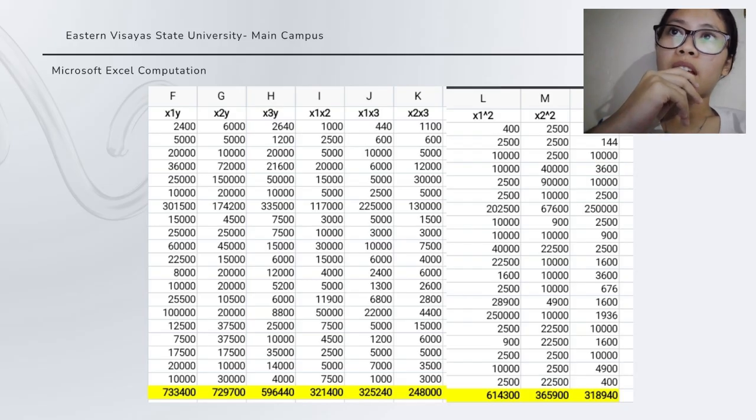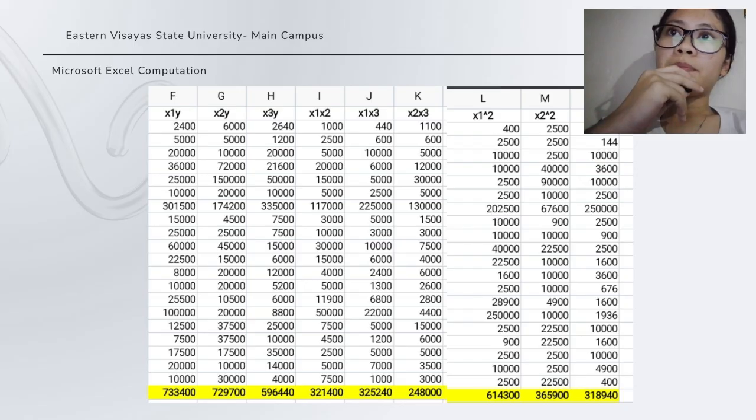So through Microsoft Excel, we compute the error values. So mas napadali, and mas accurate pa. So no room for error na if magamit na yung Microsoft Excel. So with the help of the computation in Excel, nakuha natin yung error values in a short period of time. Tapos yung total natin, which is naka-highlight yung yellow.